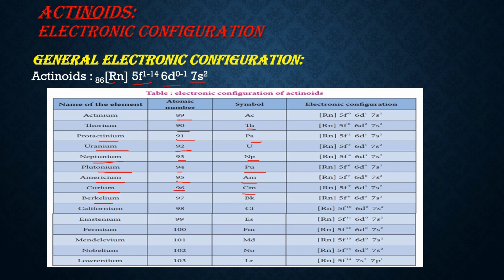Next is berkelium, 97 is the atomic number, Bk is the symbol. Californium, 98 atomic number, Cf is the symbol. Einsteinium, 99 is the atomic number, Es is the symbol. Next is fermium, 100, and Fm is the symbol.